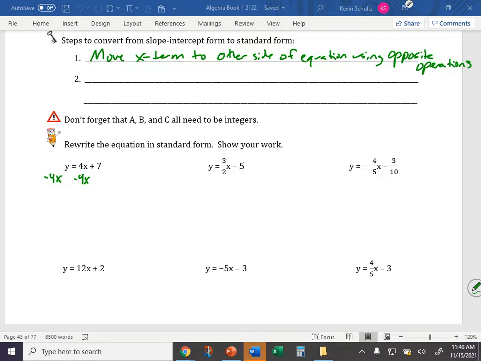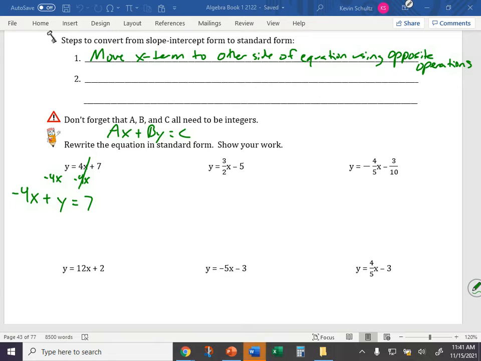Okay? 4x minus 4x. The reason we always do opposite operations is to cancel terms out. So on the right side, they cancel out. We're left with 7. Now on the left side, we can't combine x and y because they're different variables. So we're going to put that negative 4x out in front, because in standard form, ax plus by equals c, that x term comes first. So negative 4x plus y equals 7.